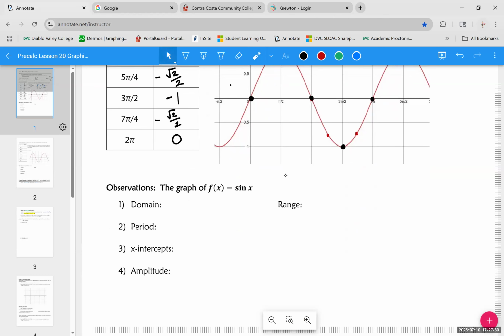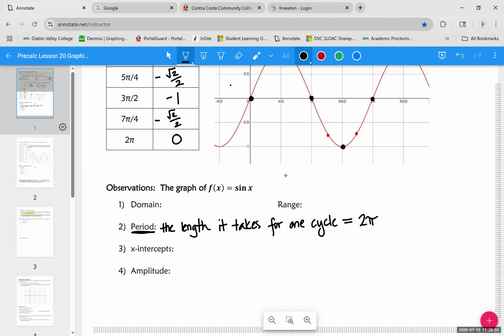Okay. And by the way, we call a cycle the period. The period is the length it takes for one complete cycle. And for this particular graph, that would be 2 pi.